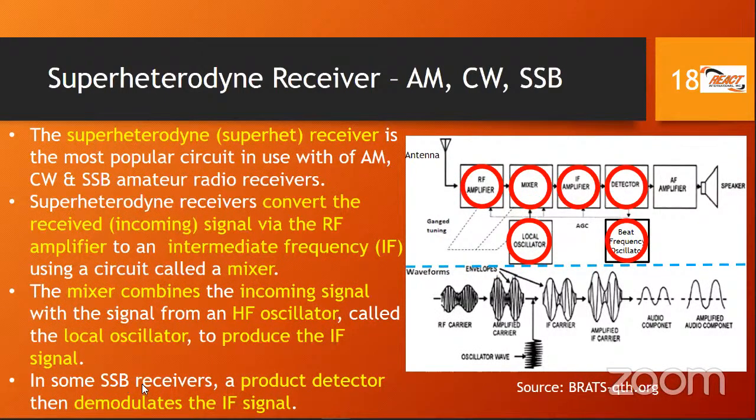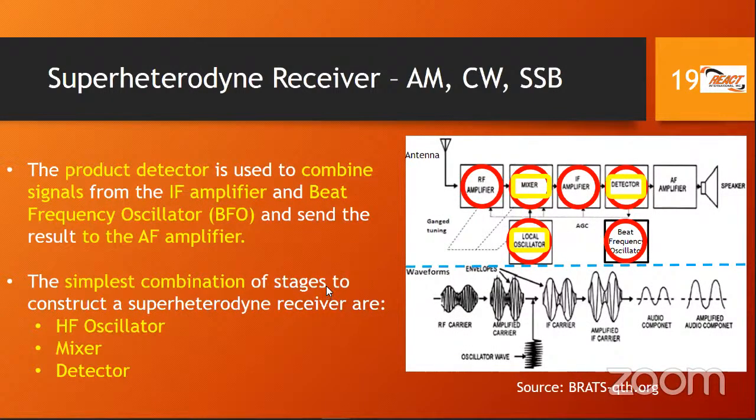We note here that in some single sideband receivers, there is a circuit called the detector, or product detector, that demodulates the IF signal to go to the audio frequency stage. All right. We'll repeat this point in a bit, or look at it from a different perspective. So we're still under superhet receivers, or superheterodyne receivers, and we're saying it's good for AM, CW, and SSB type modulation. And another point here about the product detector, it is used to combine signals from the IF amplifier. Remember, we were going through in stages here.